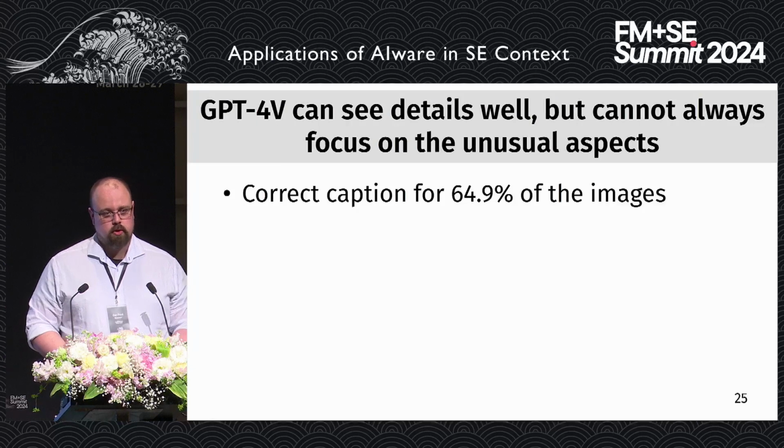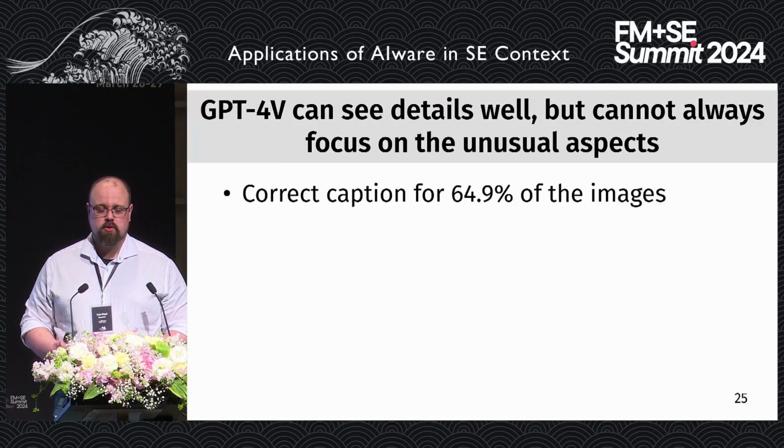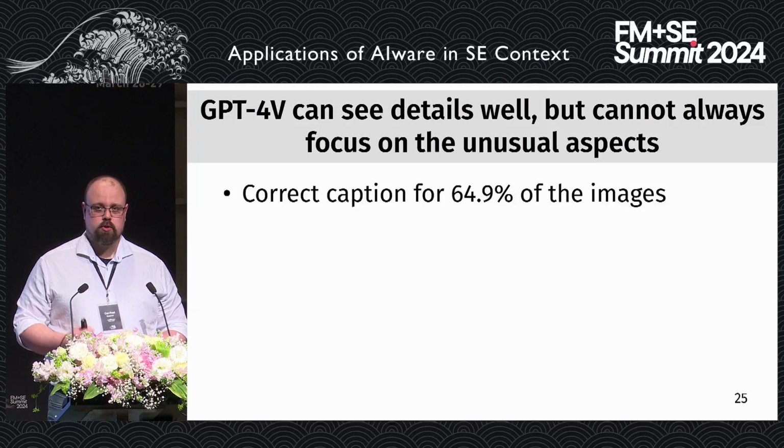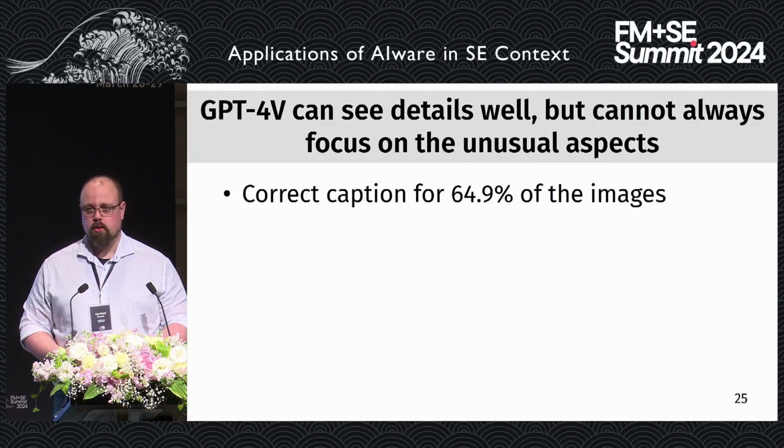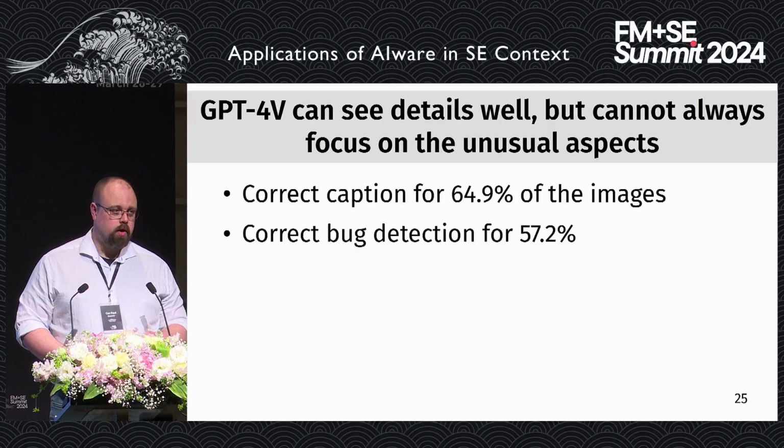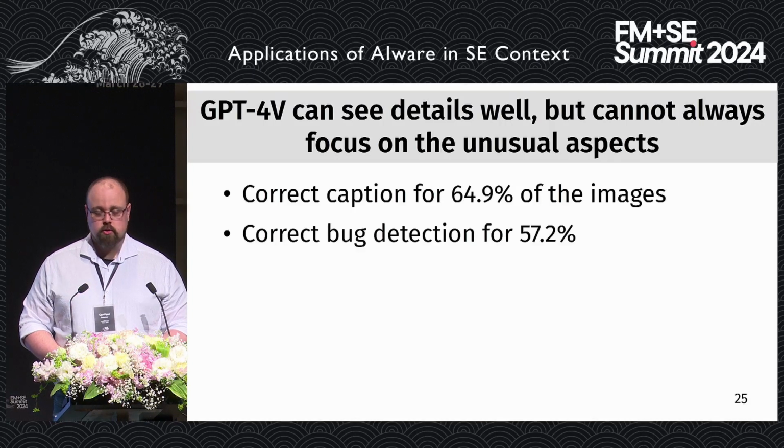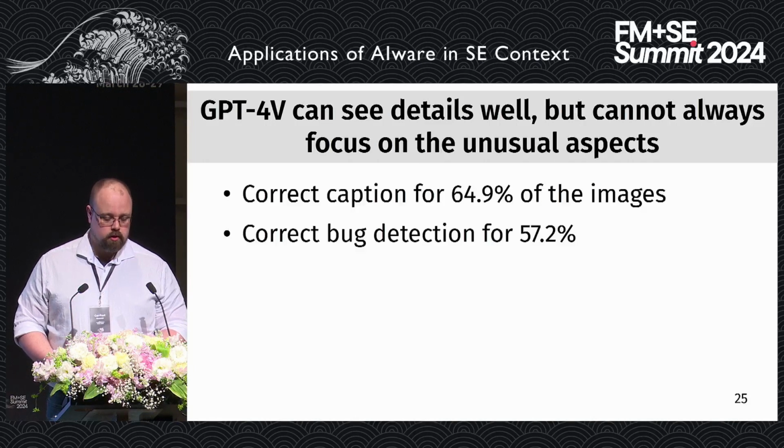So we saw that GPT-4 could explain the images in almost 65% of the cases. So for most of the images, it actually understood quite well what was happening and which objects were there, and so on. But it can only correctly detect the bugs in 57.2% of the images. So there's still a bit of a gap there in the reasoning capabilities.